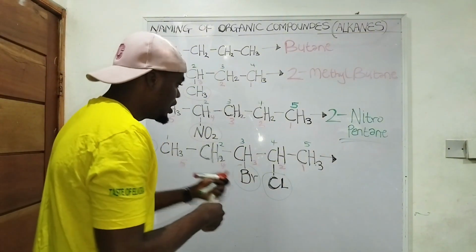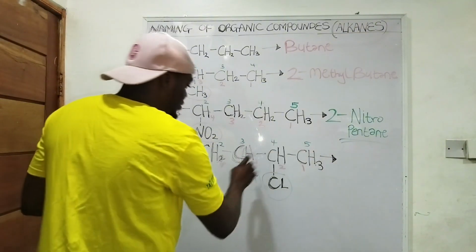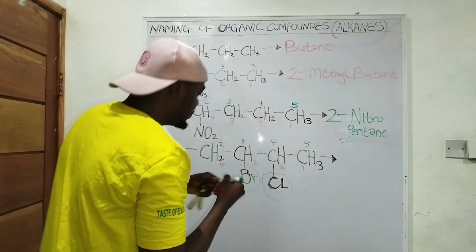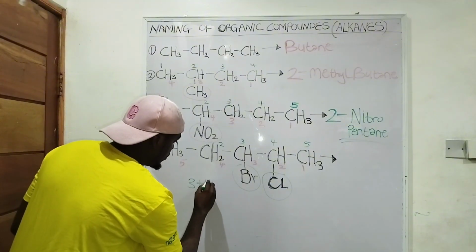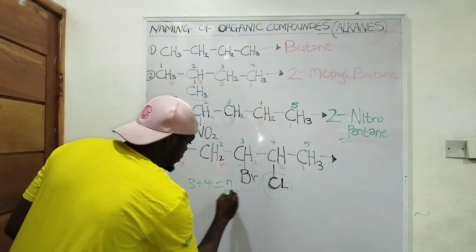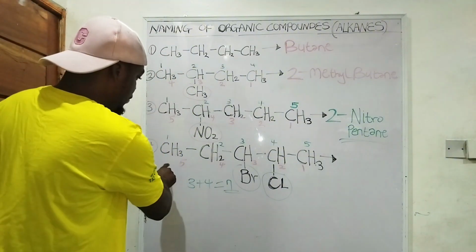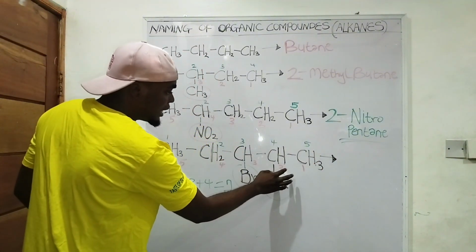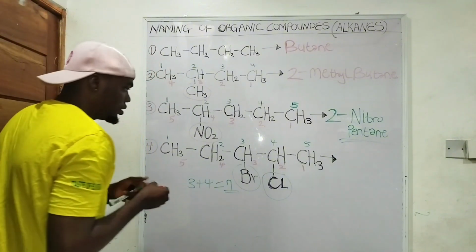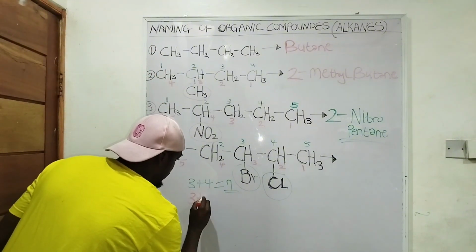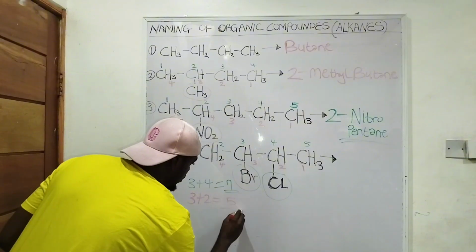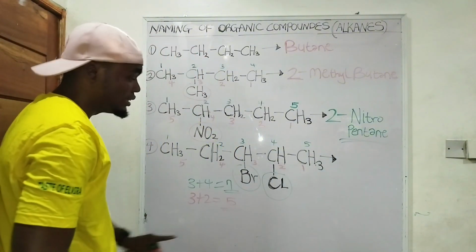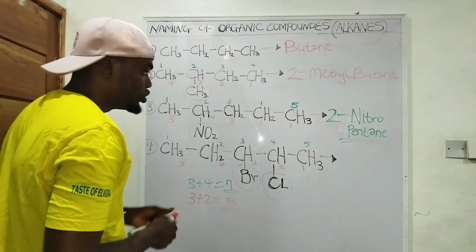Now let's check it out. So if you count from your left to right, we have these two substituents. They will be attached to carbon 3 and carbon 4. So 3 plus 4 is equal to what? 7. You see? So now let's check from right to left. So if you count from right to left, you notice that they are attached to carbon 2 and carbon 3. So 3 plus 2 is equal to 5. That means counting from the right to the left, we give the substituents the lowest number possible. So let's name the structure now.